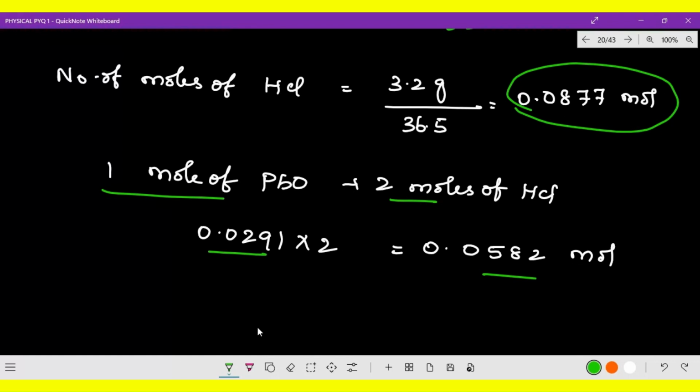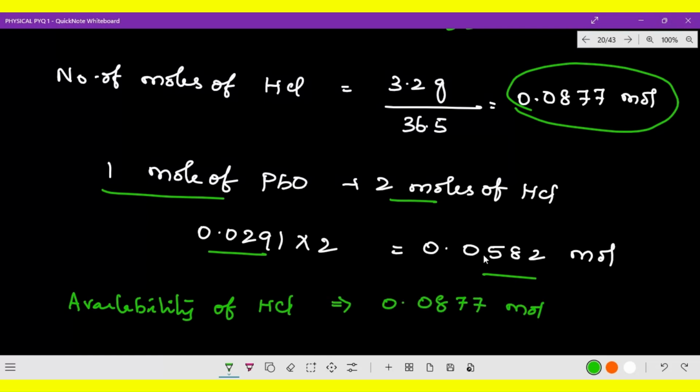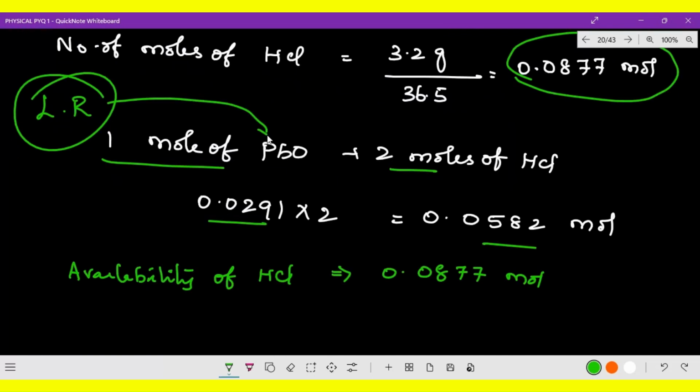But actually, the availability of HCl is 0.0877 mole. Actually, how much did we require? 0.0582. So that means PbO is the limiting reagent. LR, a limiting reactant or limiting reagent. So PbO is a limiting reactant; limiting reactant and limiting reagent are all the same.